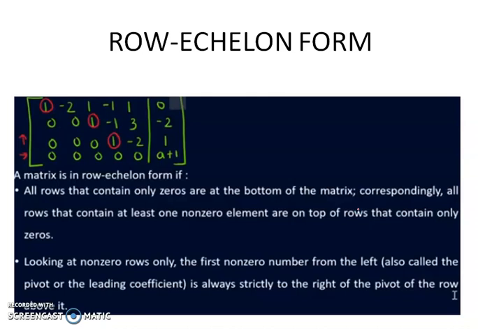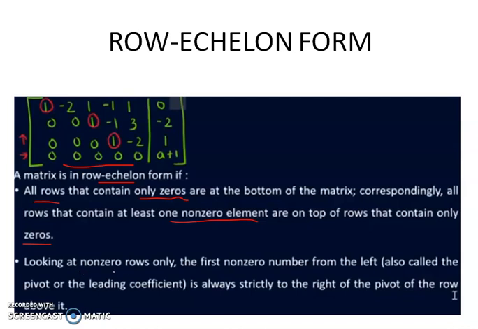So what is a row echelon form? We can say a matrix is in row echelon form if all rows that contain only zeros are at the bottom of the matrix. Correspondingly, all rows that contain at least one non-zero element are on top of the rows that contain only zeros, forming the top rows of that matrix.